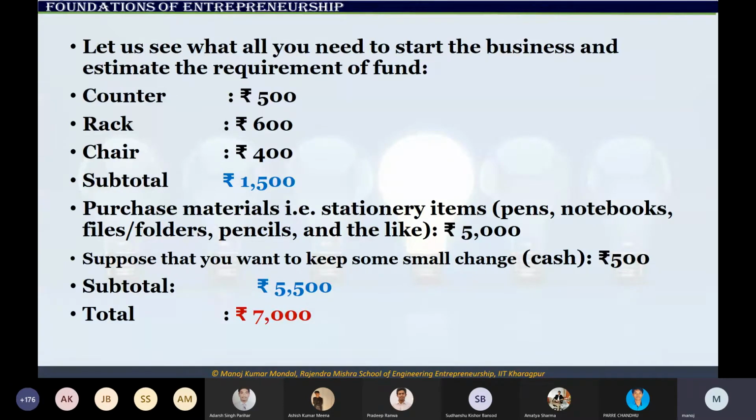Now, suppose during the course of business, you need some money in your pocket or in the drawer, where if somebody comes with a 500 rupee note, you should be able to give the change. So you need some cash.